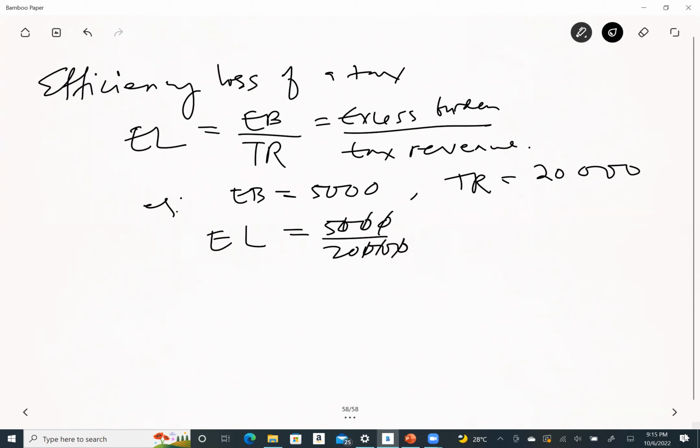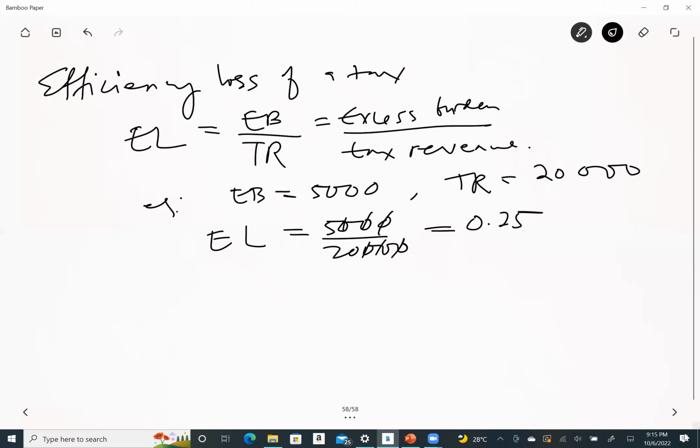Cancel out. What is it? 5 over 20, over 5, 4. Over 20, 0. What is it? 1 over 4. 1 over 4 is 0.25. Is that right? 0.25. Yes. 0.25. Now, what does it mean?